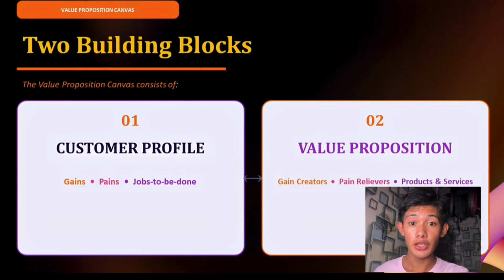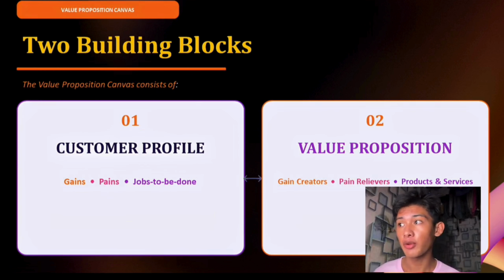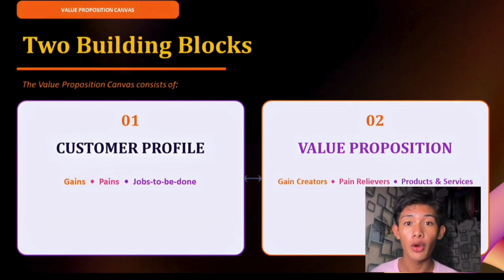Sa value proposition canvas po, we have 2 main building blocks. First is the customer profile. So yung sa customer profile po, dyan po nakalagay yung gains, pains, and jobs to be done. So simply, ito po ay about sa sino nga po ba yung ating target customer. Then, there's the value proposition which has gain creators, pain relievers, and product and service. This is what are we going to offer to our customers.